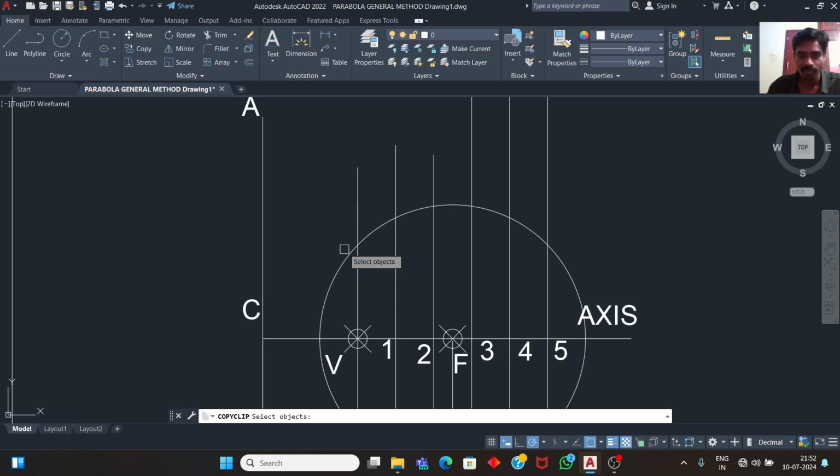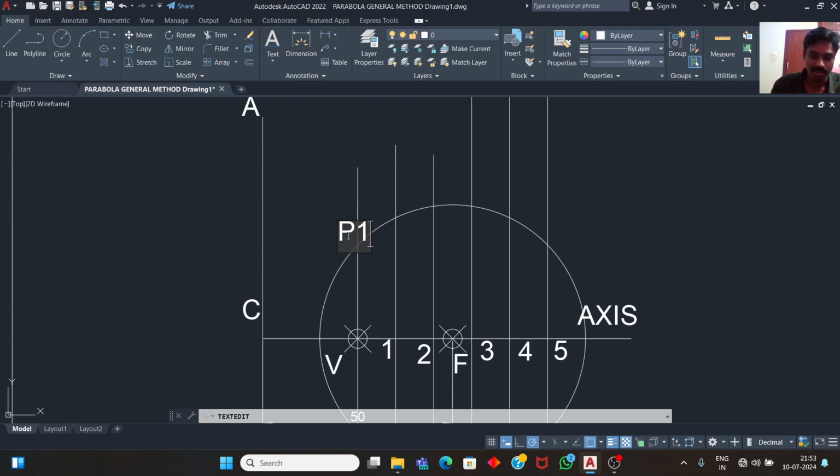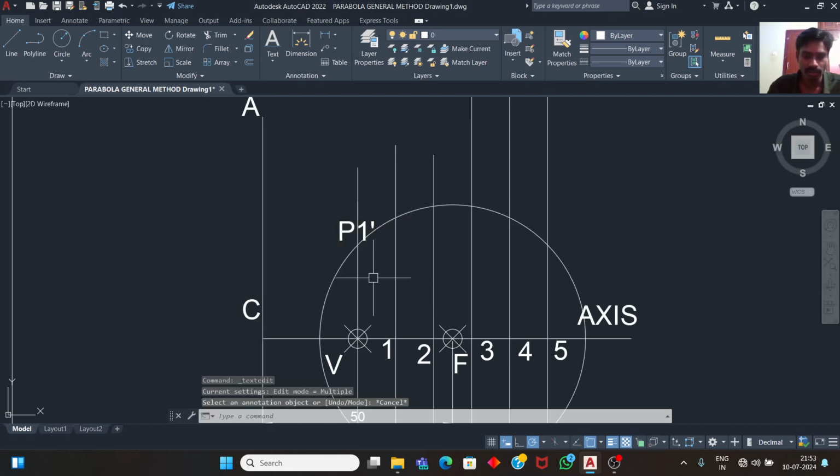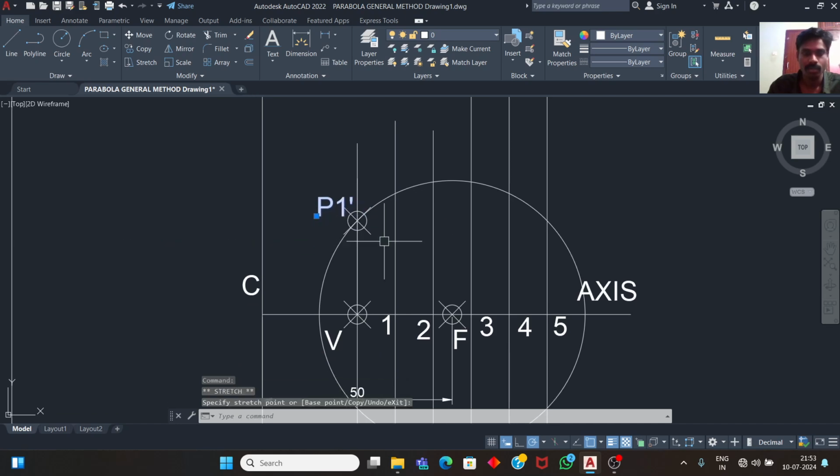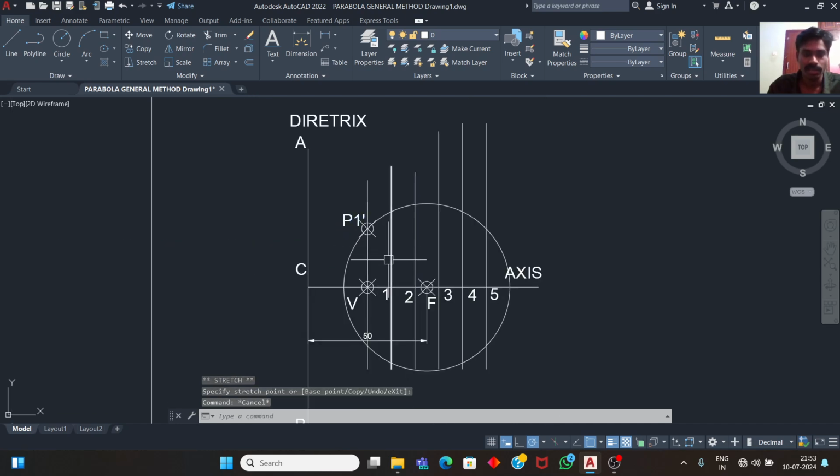Give the naming. So I'm copying this one, Control C and Control V, and double click on it and edit. This is the point P1 dash. Okay. P1 dash. And also by using the point command, place the point.